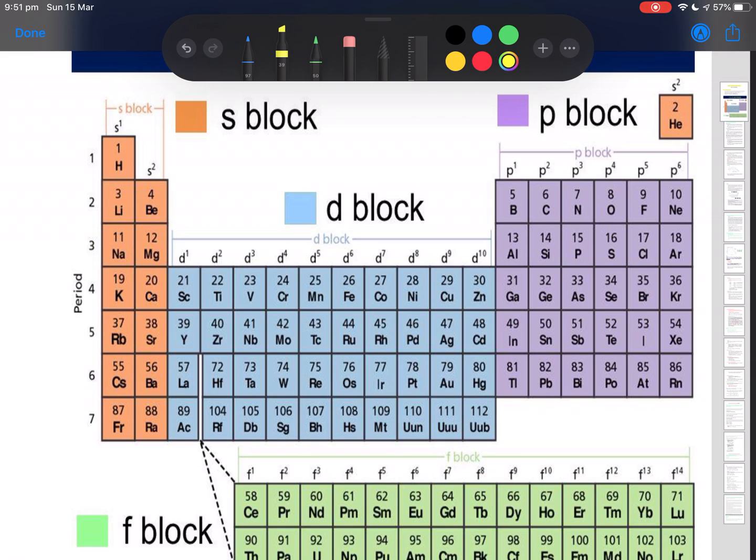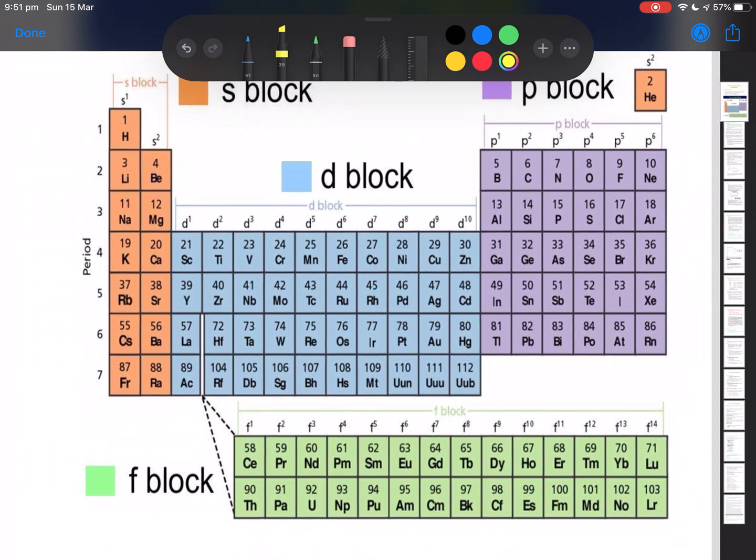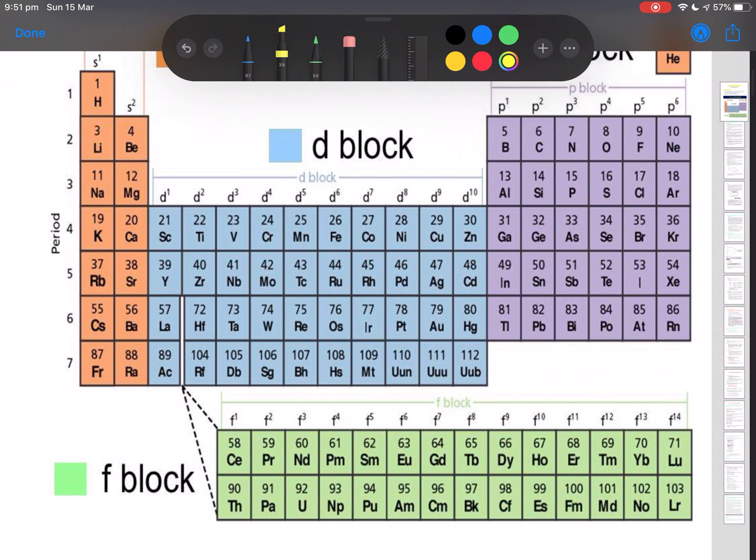And the part of the elements from D block have been placed at the bottom of the periodic table, which is known as F block. In this F block there are two series. The first series is your lanthanoids and the second series is your actinoids. This I'll be talking about a little later.